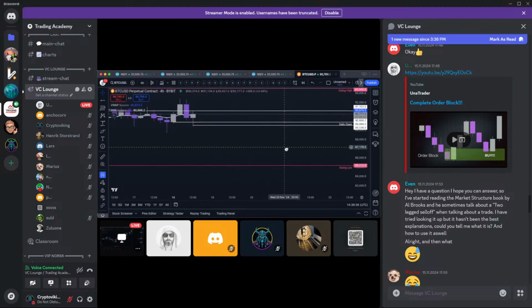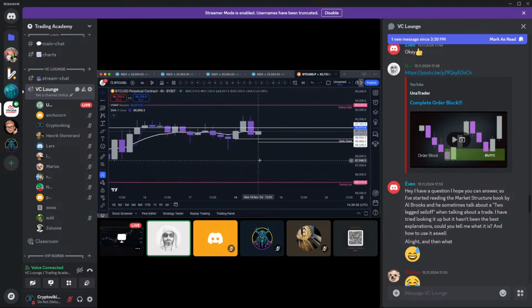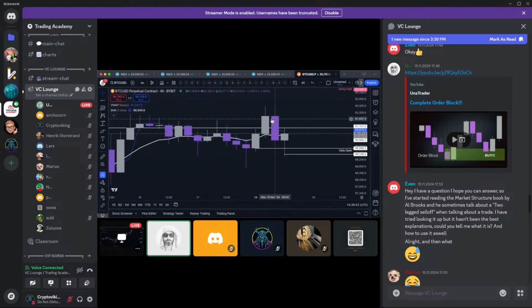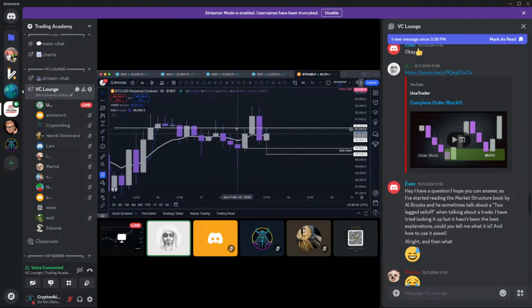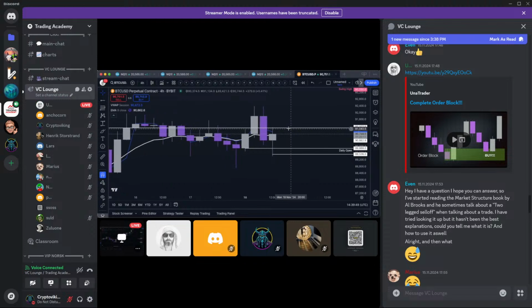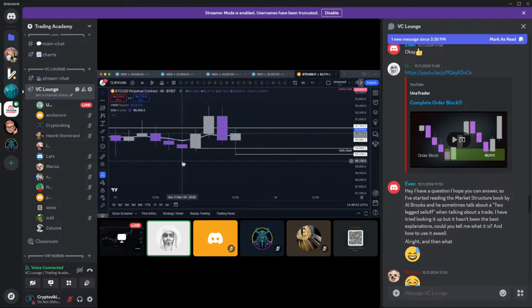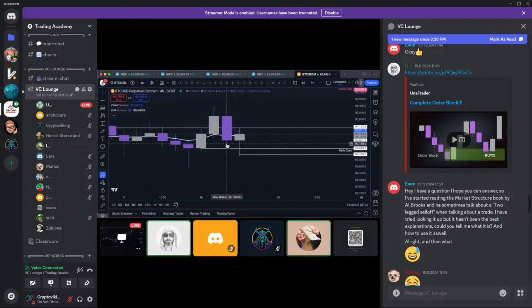So let's just continue this. There's two concepts of expansion. One is every candle that breaks a new extreme is an expansion candle, right? So this is an expansion candle to the downside. This is an expansion candle to the upside. Every candle that breaks the previous candle's extreme to one side or another is expansion, right?